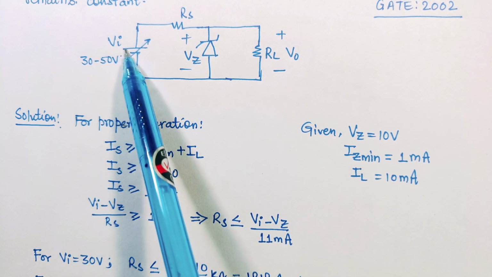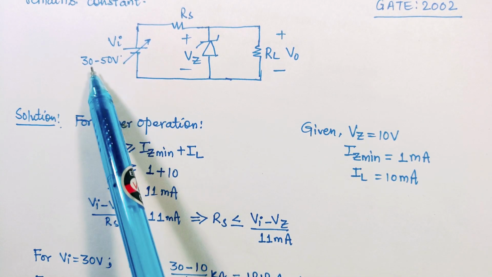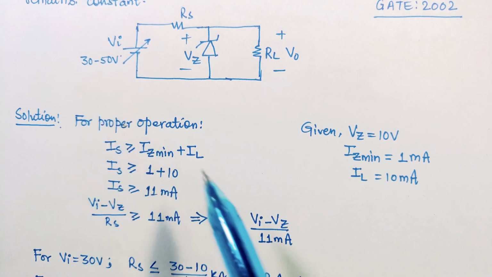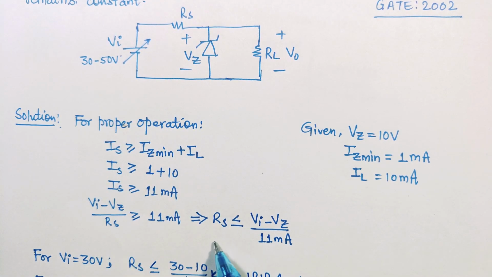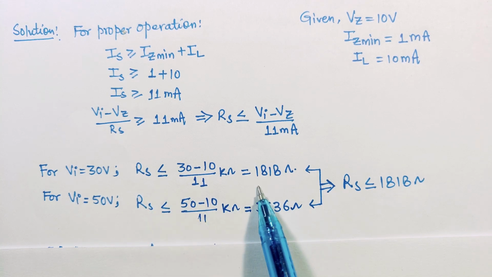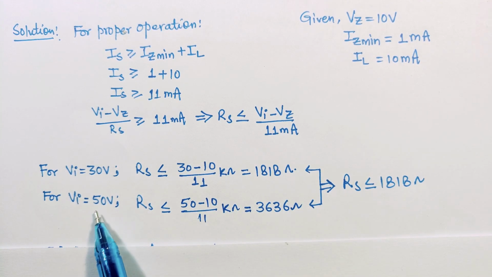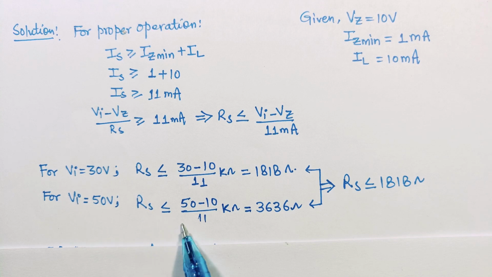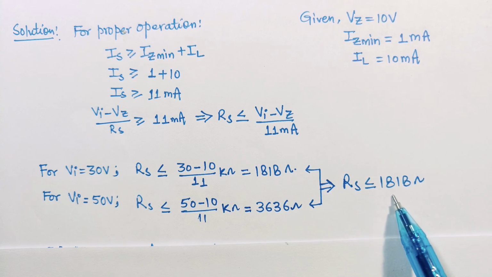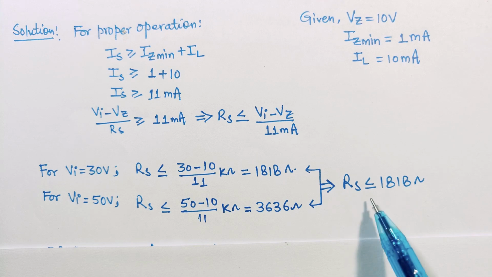Now we can see that input voltage Vi can vary from 30 volt to 50 volt. So we will put these values here and find out the range of the resistance for which it can operate. If we put Vi equal to 30 volt, then Rs value can be calculated as 1818 ohm. And if Vi is put as 50 volt, then its value should be less than or equal to 3636 ohm. If we take the common range of this resistance, Rs should be less than or equal to 1818 ohm. So this is our answer for this question. Our Rs value should be less than this value.